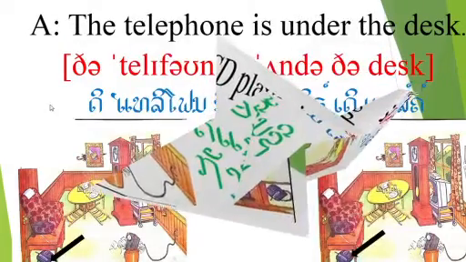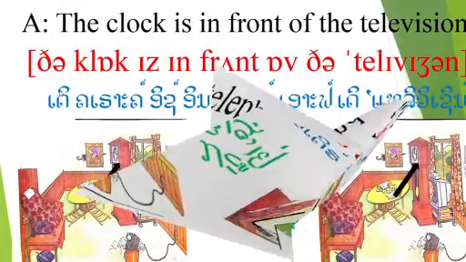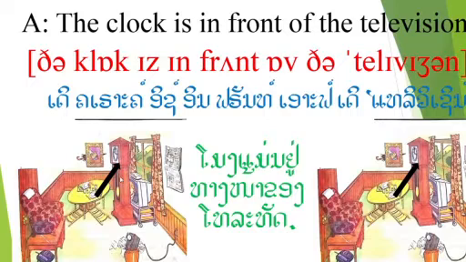Next answer. Now the black arrow points to what? A picture of a telephone, right? The telephone is under the desk. The telephone is under the desk.